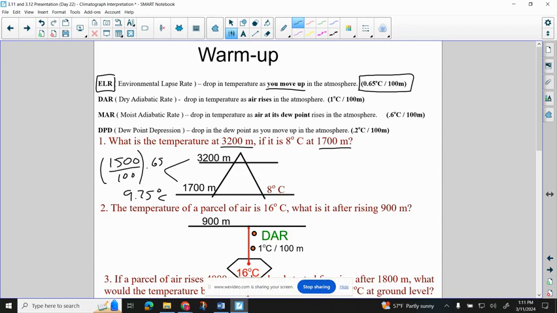Because we're going up, the temperature will get colder. And so we started at 8 degrees, so we're going to go 8 minus the 9.75, and that's going to give us negative 1.75 degrees Celsius. Okay, so that's the temperature right there. So again, for this one, it's the ELR because you are moving up in the atmosphere.